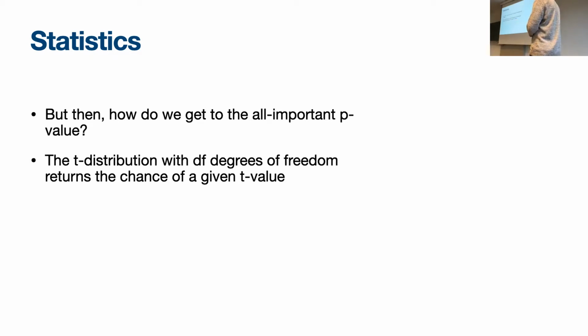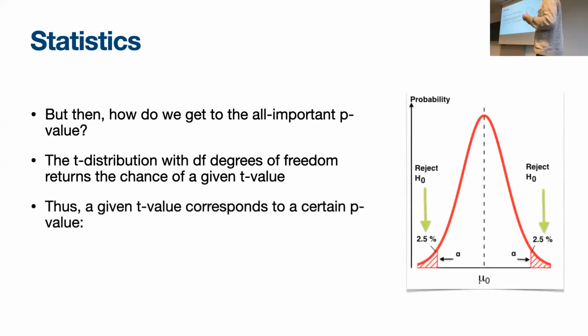So with a certain number of degrees of freedom, we get a shape of a t-distribution. With our t-value, we can look up what the value of that t-distribution is at that point and get a p-value. So this is our t-distribution, right? What you get is a t-value that's very much outside the zero, right? And you can get a p-value from this specific shape of a t-distribution.